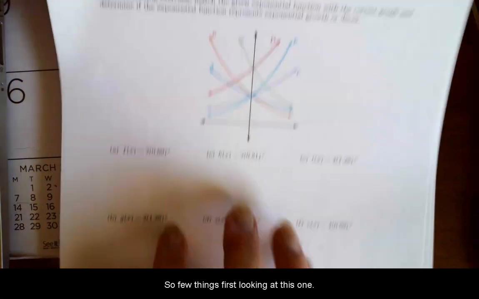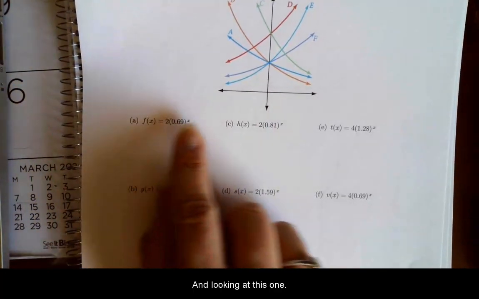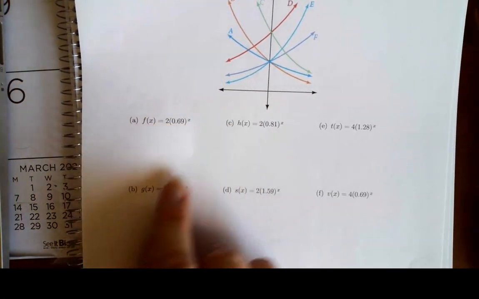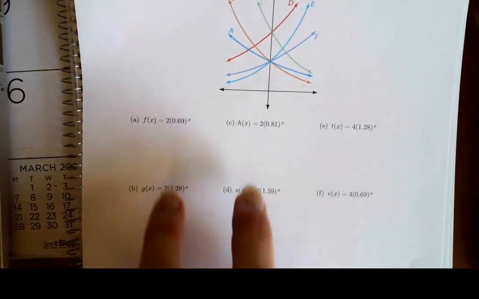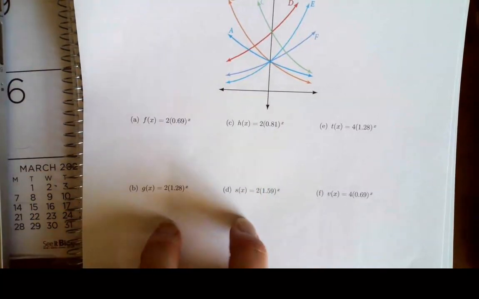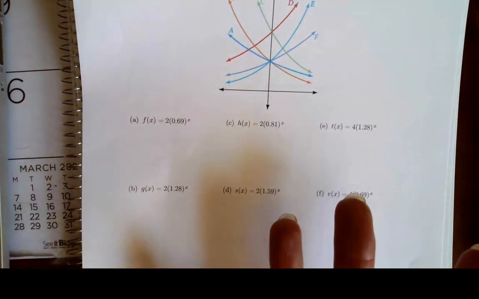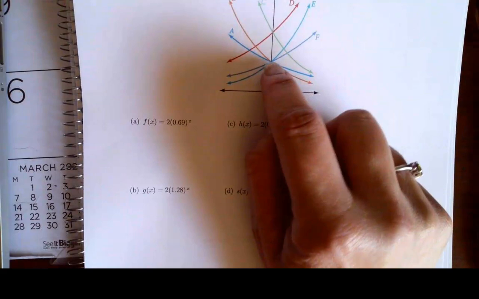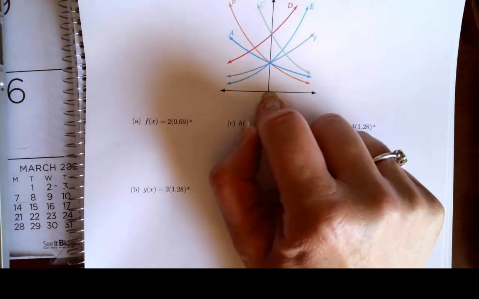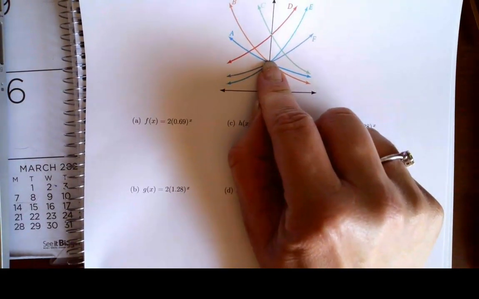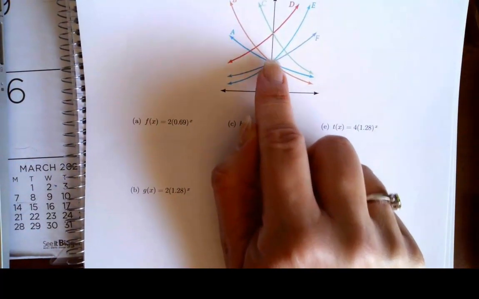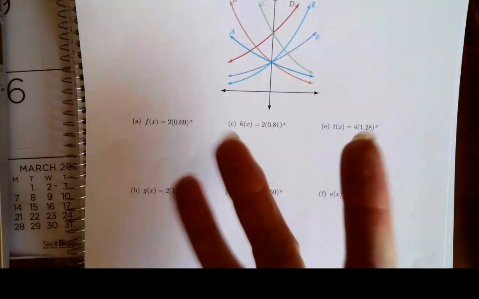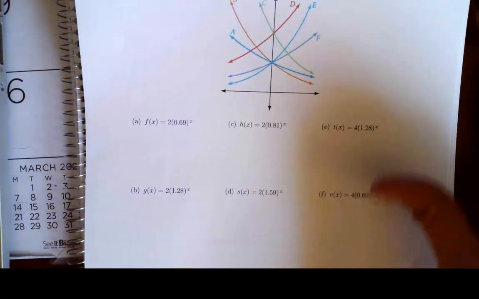So a few things first, looking at this one, and this one, and this one, and this one, we all see that our initial value on these four is 2. Looking at the initial value here, this value right here is at (0, 2). So you're looking at 4 graphs that pass through this point. The next thing that you want to look at is the initial value here.